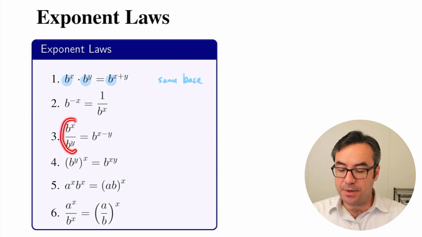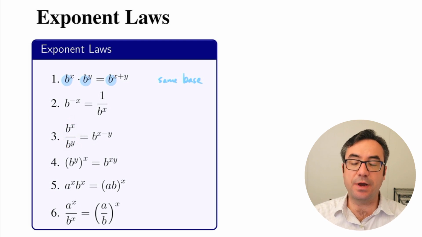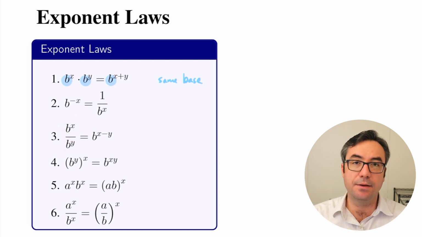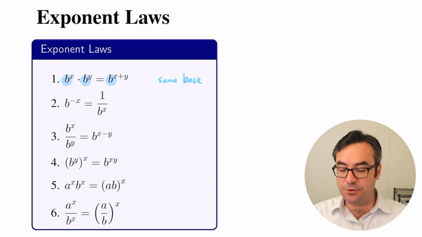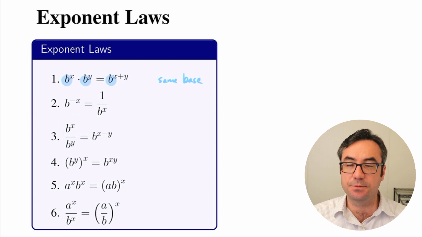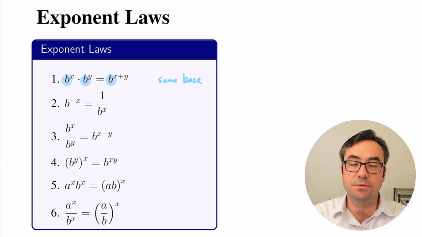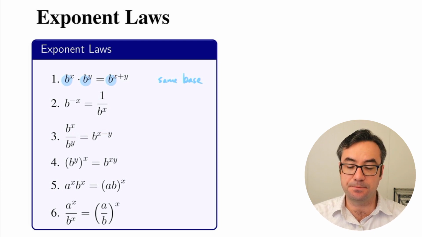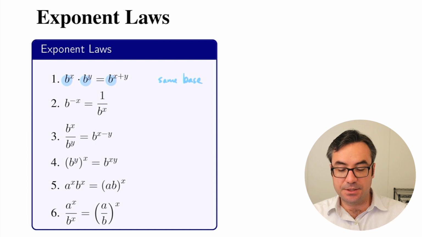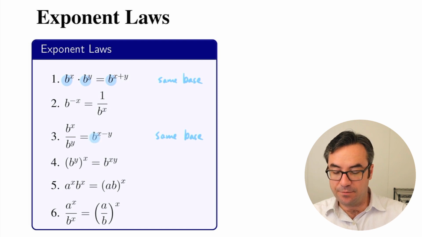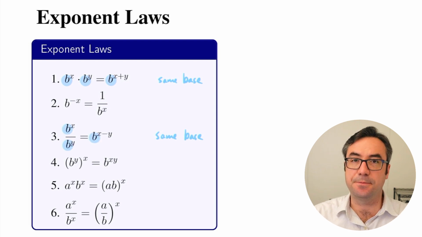Another property is if we're dividing. If we have b raised to the power x divided by b raised to the power y, we have two different exponential terms. We can convert it into one exponential term where the division becomes subtraction up in the exponent. And again, this only works if we have the same base term. So we have base b, base b, base b.